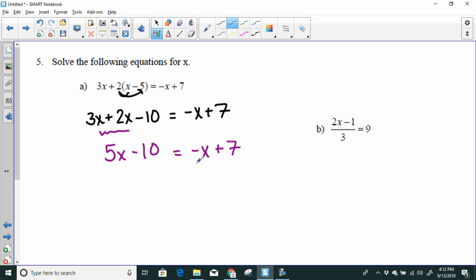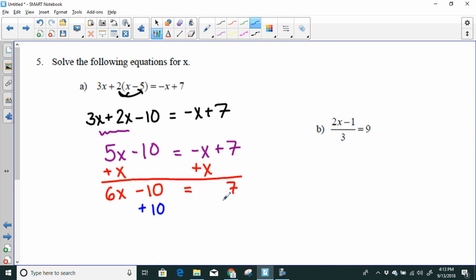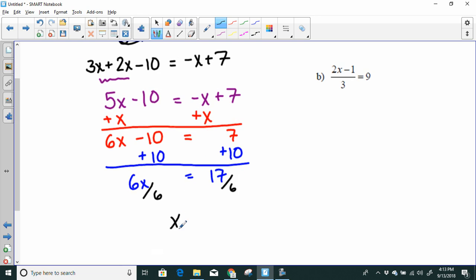To solve for x, I'll eliminate this negative x with a positive x, but I'll have to put a positive x on the other side. So I get 6x minus 10 equals positive 7. Then I'll get rid of the negative 10 by putting a positive 10 on each side of my equal sign. I get 6x equals 17. I did warn you that some answers just don't work out nicely, and this is one of them. 17 does not divide by 6, so I would just leave the answer as 17/6.